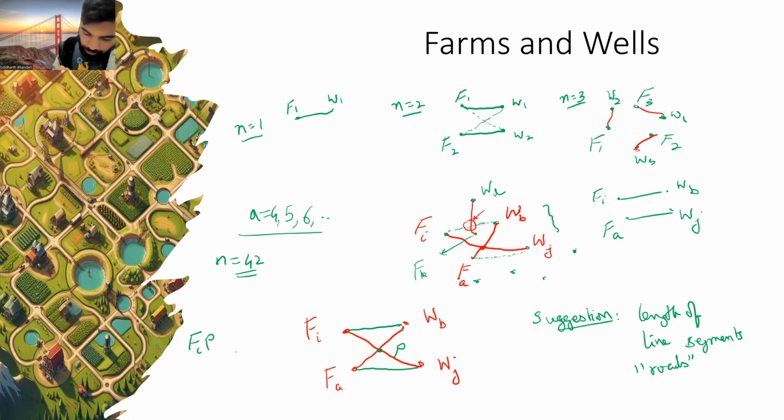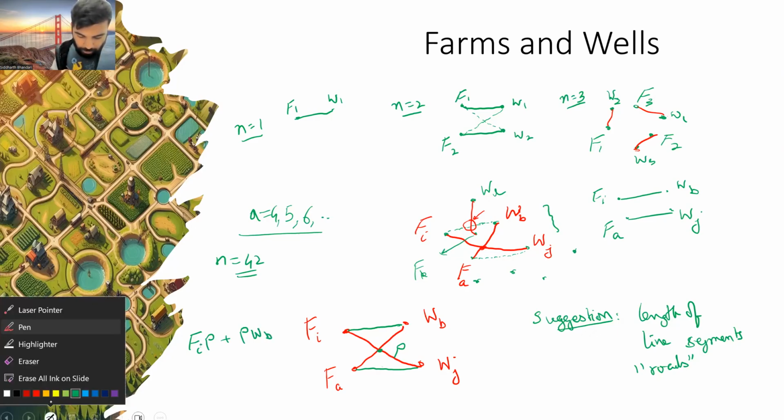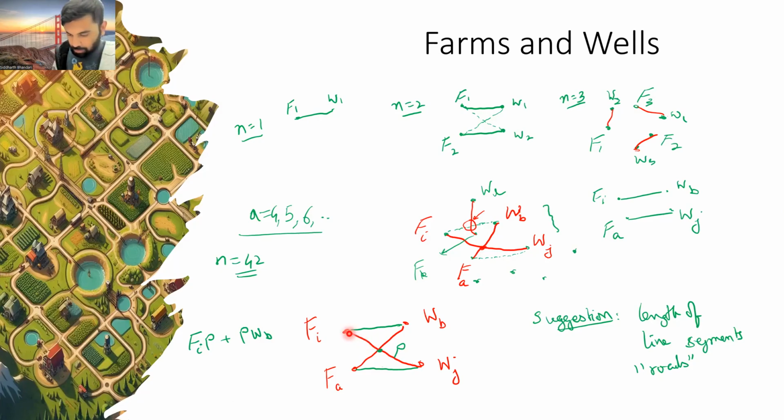FIP plus PWB. Siddharth, you can just use a laser pointer to show it rather than writing. You think writing will just distract it? I'll do both then. So this FIP plus PWB is going to be more than FIWB because of triangle inequality. Similarly, FAP plus PWJ is going to be more than FAWJ by triangle inequality. But if you just sum up the two inequalities, the conclusion is just that the sum of the red roads is greater than the sum of the green roads.